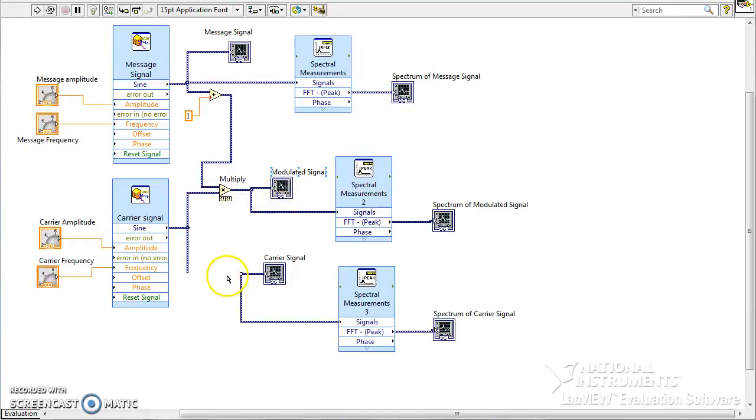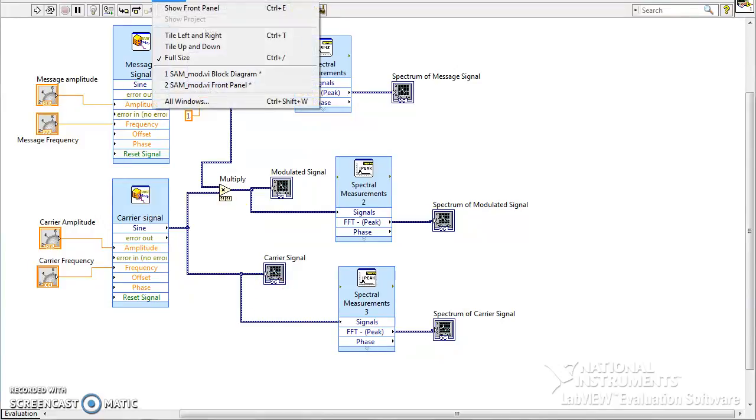Coming up with the carrier signal, yes, we could see the carrier signal in this scope. The spectrum of each of the blocks is considered, where each of the signals is taken out and we have the FFT block, the peak amplitude of the signal plotted with respect to frequency, which could be seen with the spectrum of the message, modulated and the carrier signal respectively. So let me switch on to the front panel.